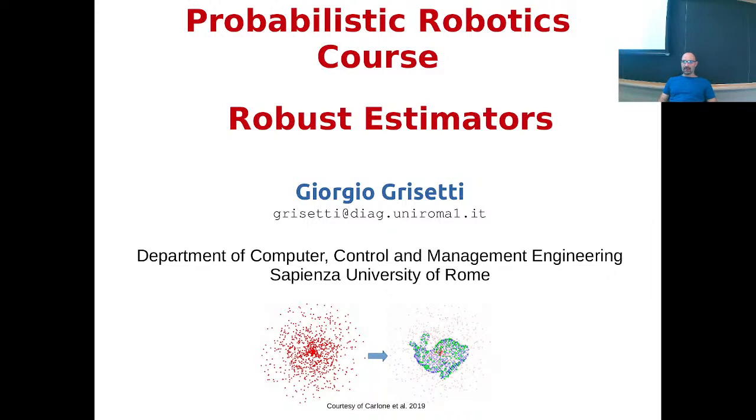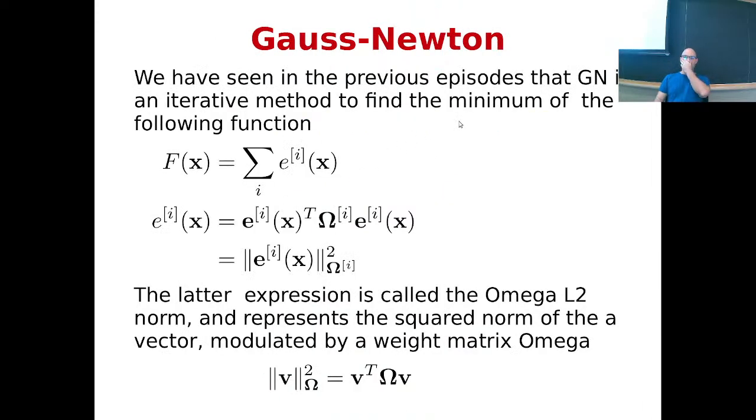There will be two topics in this lesson. The first one is called robust estimators, and we will be dealing with the handling of outliers in the measurement. What is an outlier? It is a data association that shouldn't be there, basically, or a sudden spike in the error which is not well captured by the model. Okay? Now we will start this episode by recapping what we have seen.